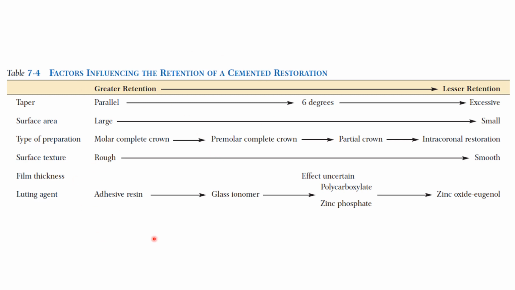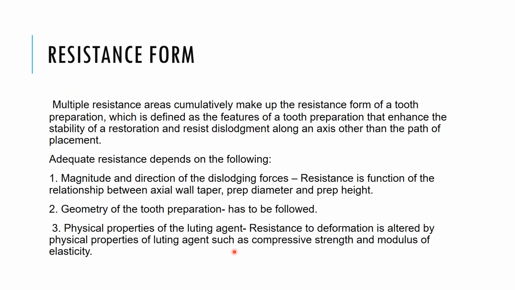Very important factors, again, like we discussed: the taper, the best is 6 degrees, surface area should be sufficient, type of restoration should be basically full. Surface should be rough, right? Luting thickness should be an adhesive resin. Yeah, and then comes the GIC and then the rest. There are a few factors here, the three of them which are important.